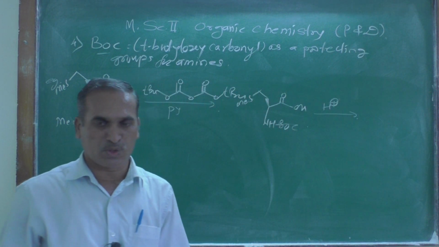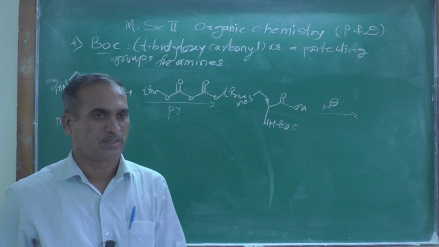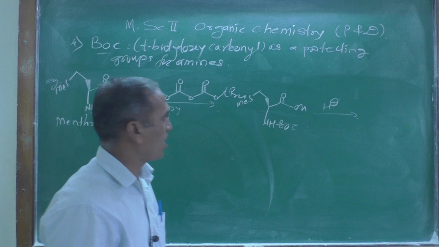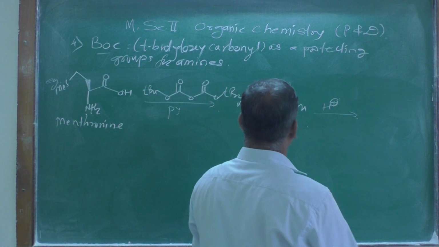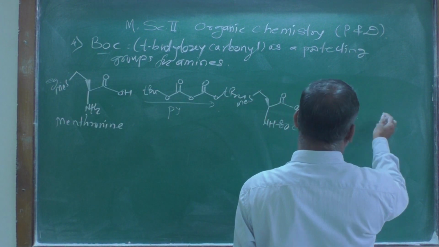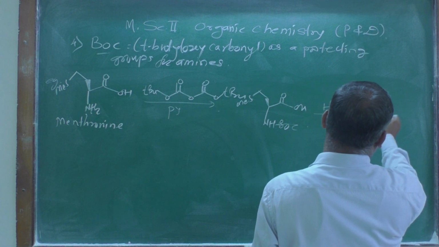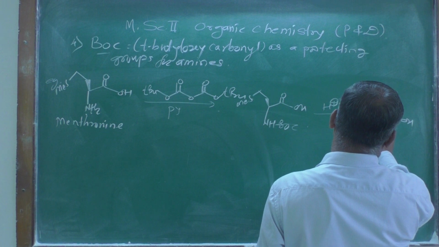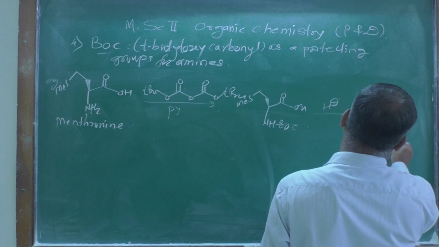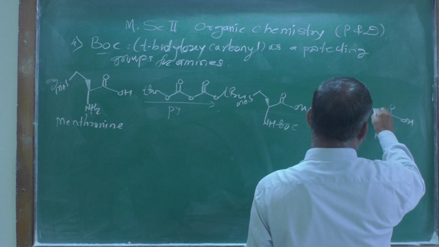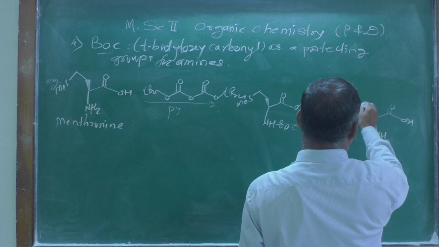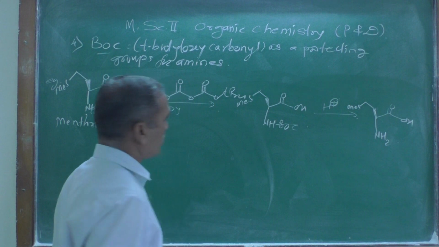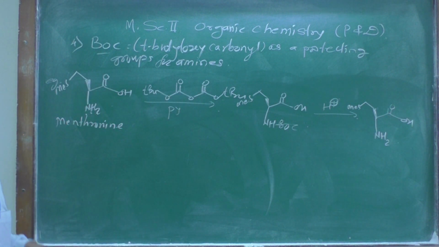The source of H plus is acetic acid, hydrochloric acid or trifluoroacetic acid, and what do you get here? You will get the final product: this one OH, then NH2, then this one thick line, and then MES. That is our methionine that we are getting here.